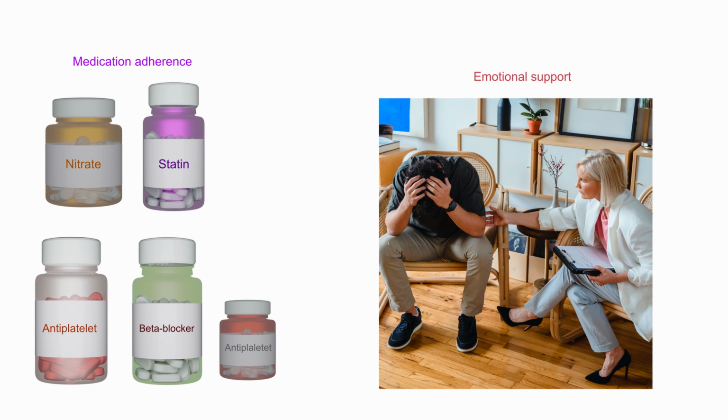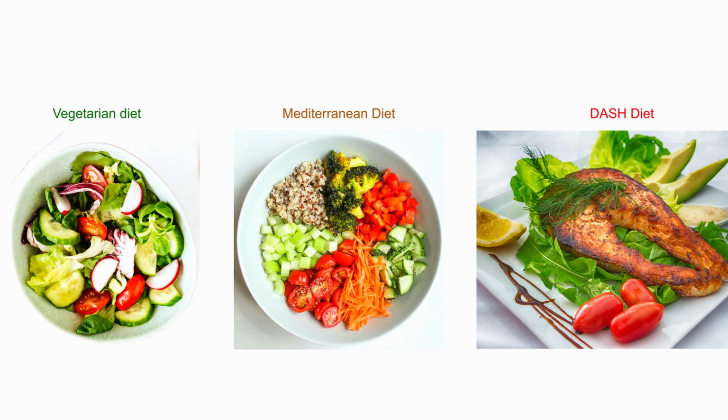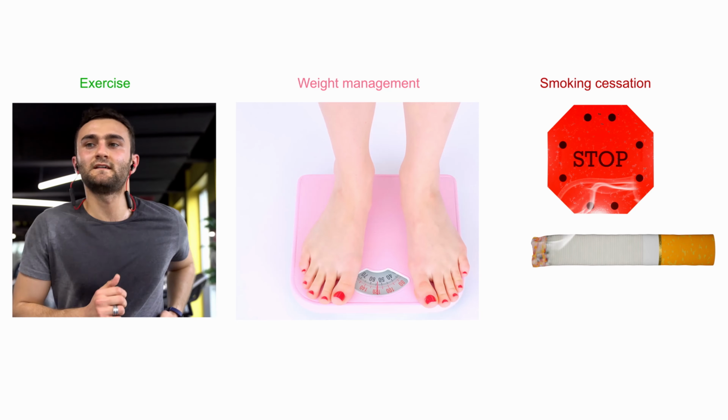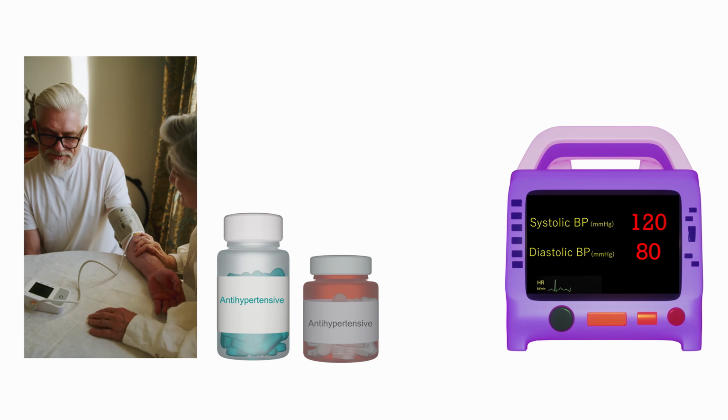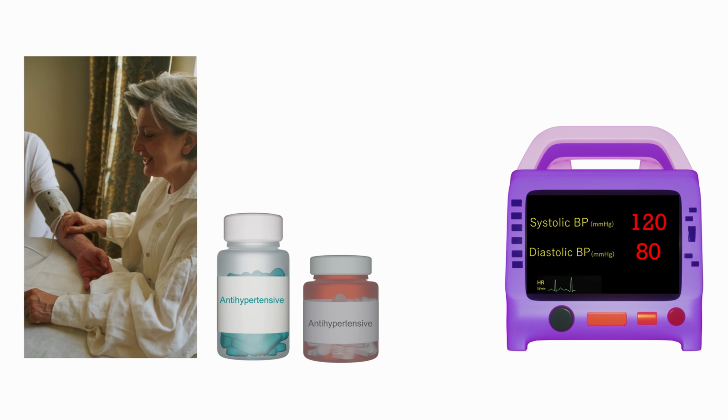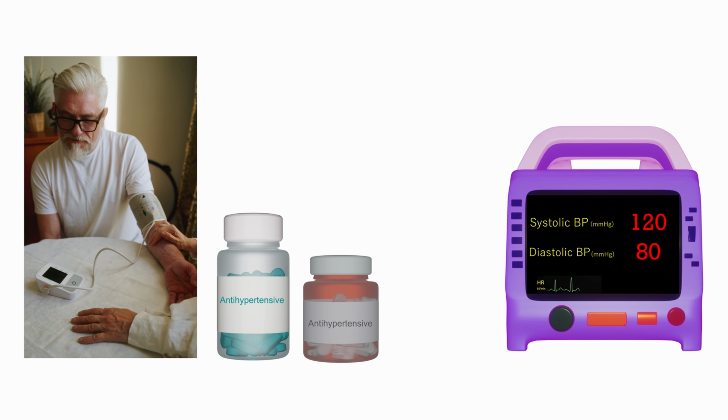Myocardial infarction can be prevented through lifestyle modifications such as eating a heart-healthy diet, regular exercise, weight management, and smoking cessation. Blood pressure should be checked regularly. Antihypertensive medications should be used as directed to achieve optimal blood pressure control.